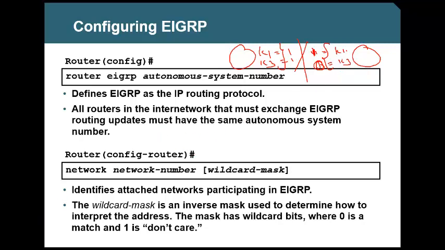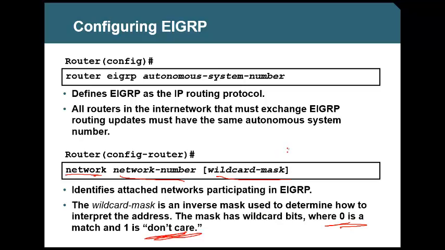Fine. Now, in order to advertise the network, we use the network command, and then the network. If it is not classful, then we use a wildcard mask to match. In a wildcard mask, if I have 255, it means you don't care. If I have 0, then you need to match exactly.